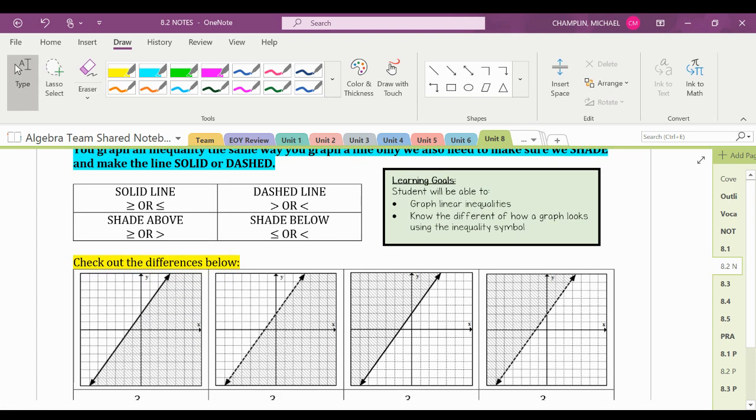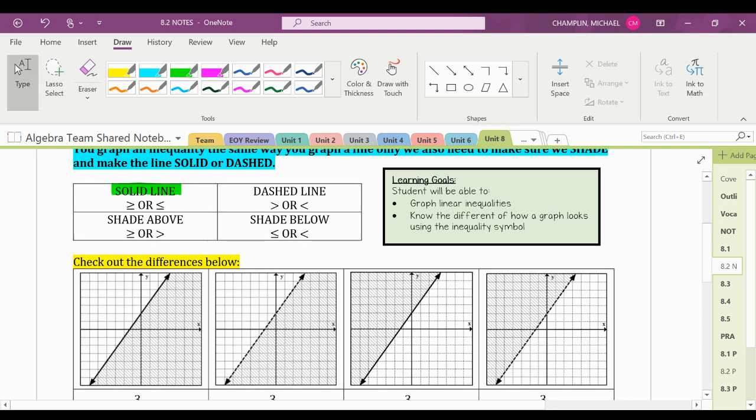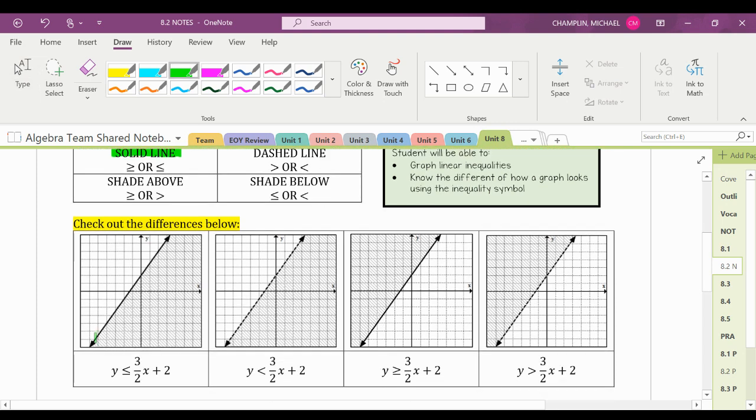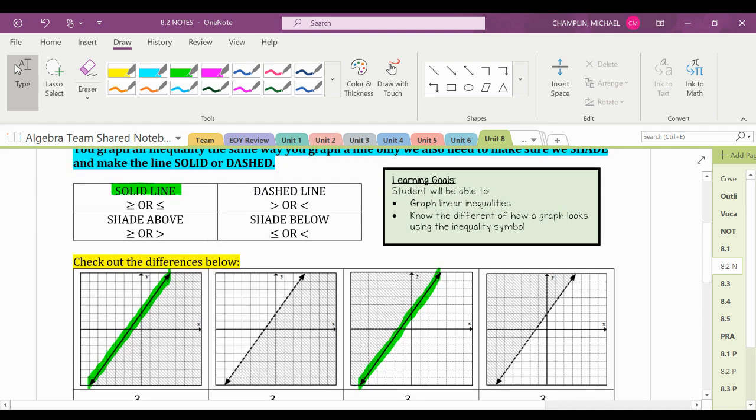The first thing we got to notice is if we are graphing greater than or equal to, or less than or equal to, it is going to be a solid line. Noticing the first and third equations, they have solid lines. That means the point values will still be included on that line. It's the same as if you put a solid point on there, right? It's going to be a solid line, greater than or equal to.